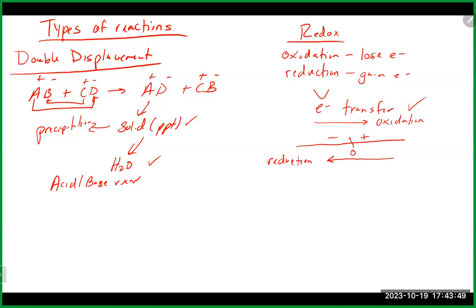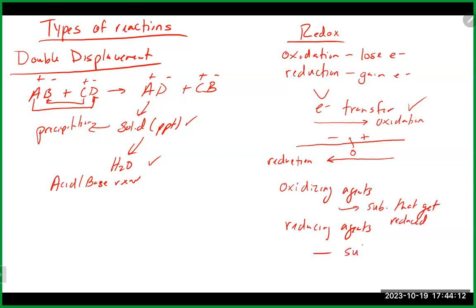We also talked about the oxidizing agents and the reducing agents. The oxidizing agent is the substance that gets reduced, while the reducing agent is the substance that gets oxidized. They are called the oxidizing agent and reducing agent because they cause that opposite effect in the opposite substance.